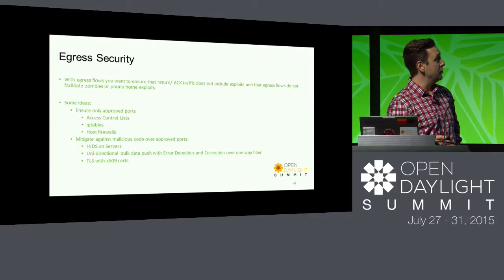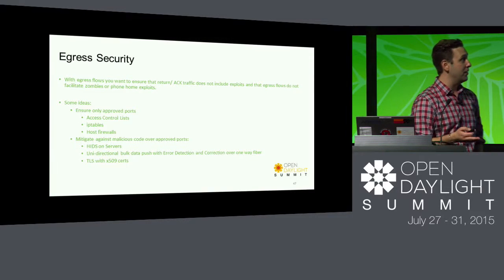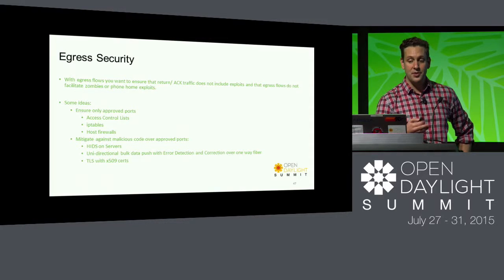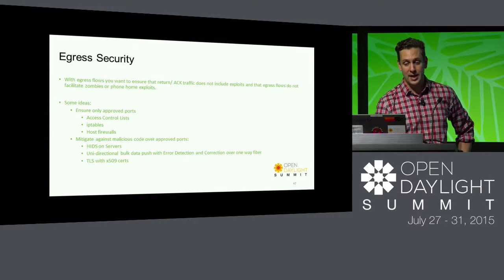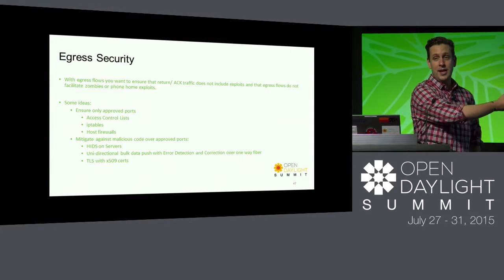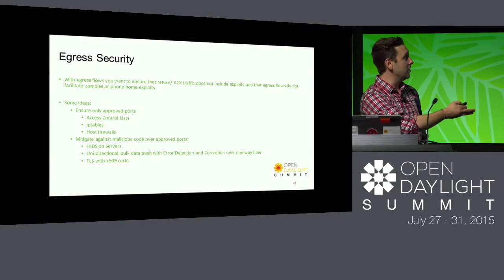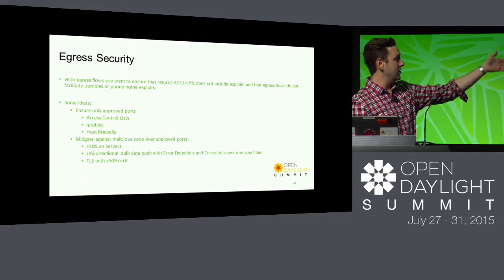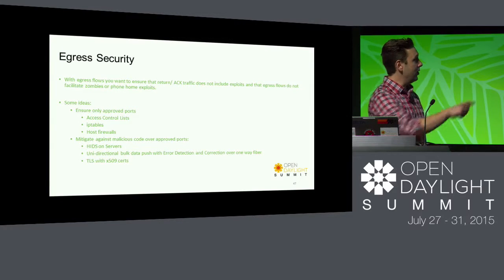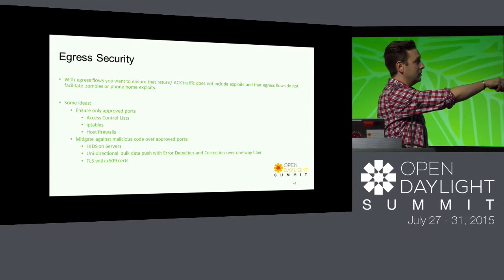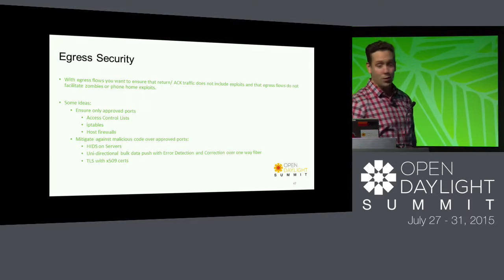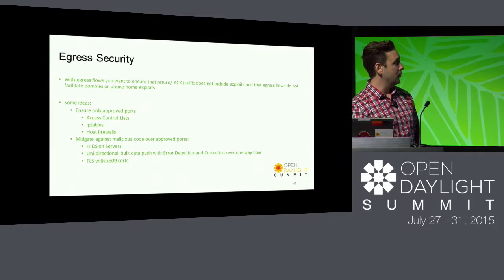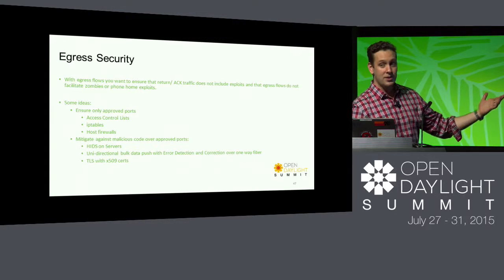With egress security, you just want to ensure that the return ACK traffic doesn't include any exploits, and that egress flows do not facilitate any zombies or phone home attacks. Some ideas to ensure that without using a DPI on the egress: ACLs, IP tables, host firewalls, heads on the servers. If you're really paranoid, you could have a unidirectional bulk data push over one-way fiber with EDAC and a TLS. There's a million ways to do this. The point is, if you want to do this, I could show you how.